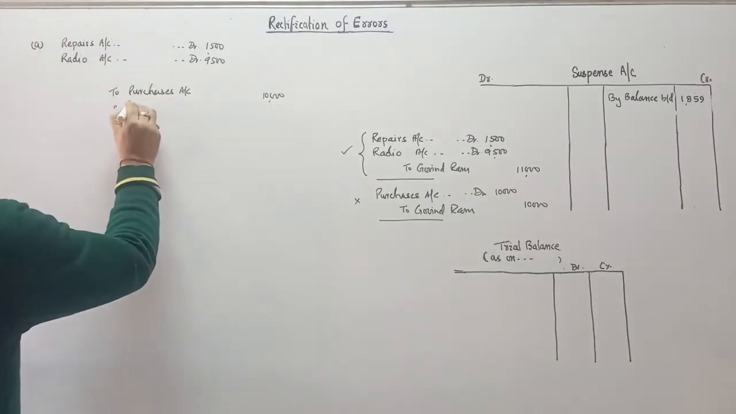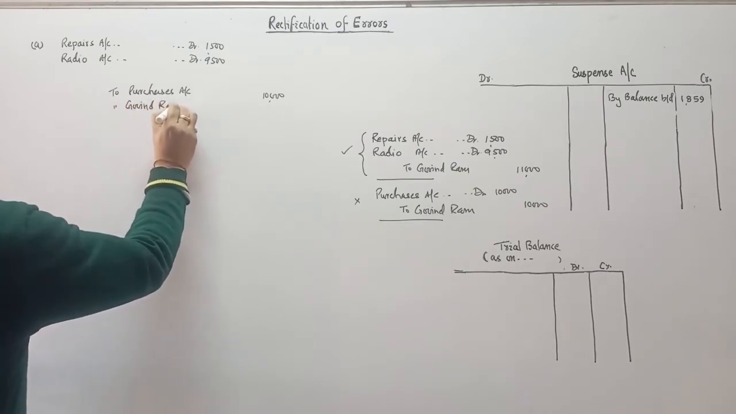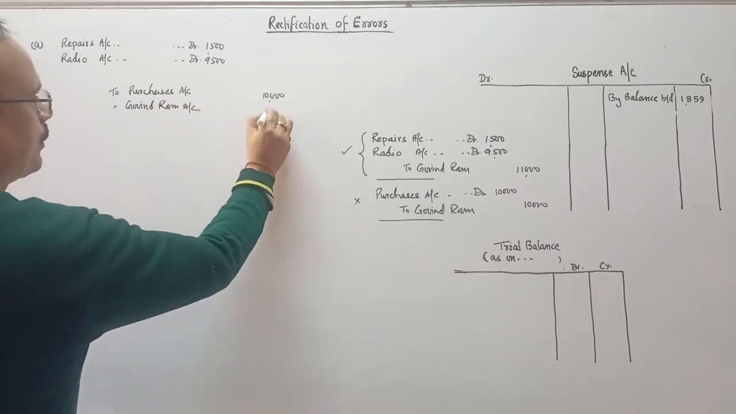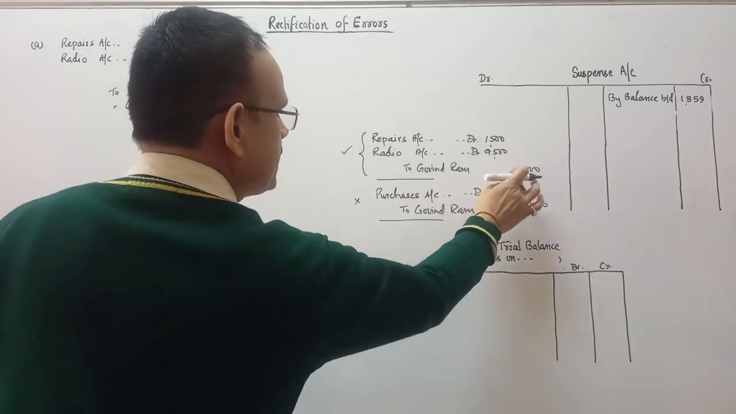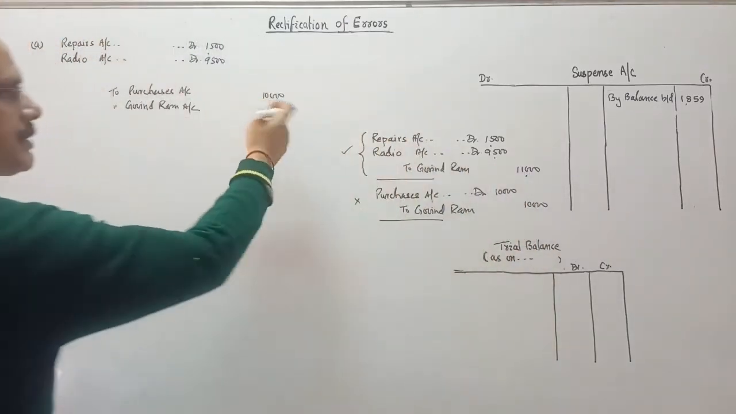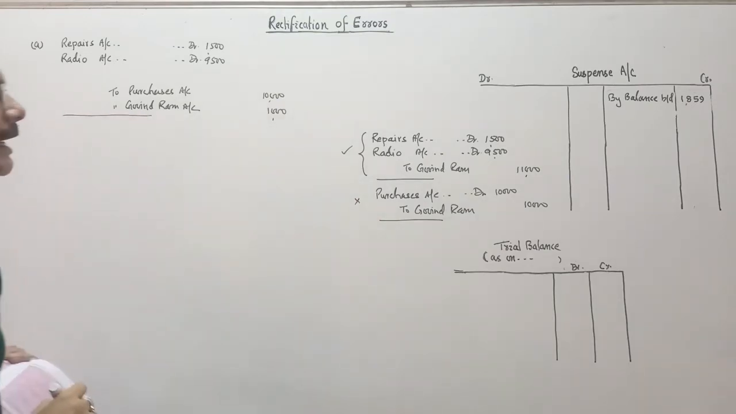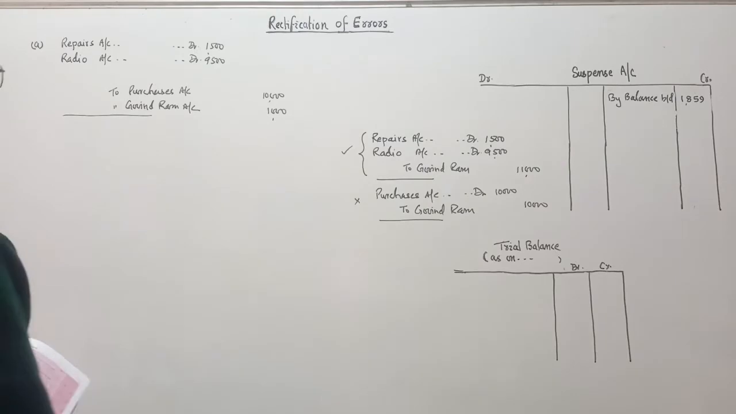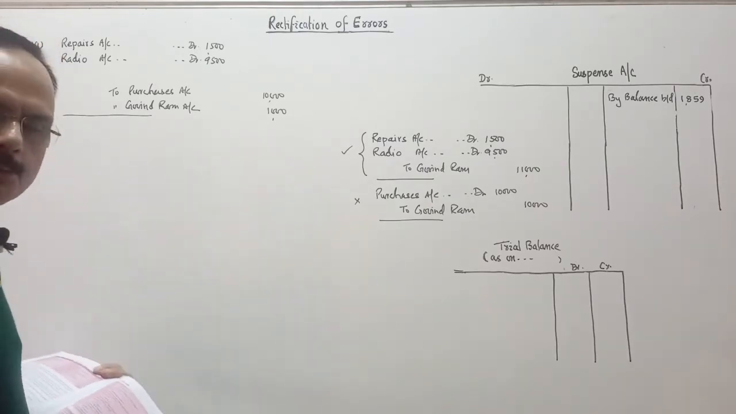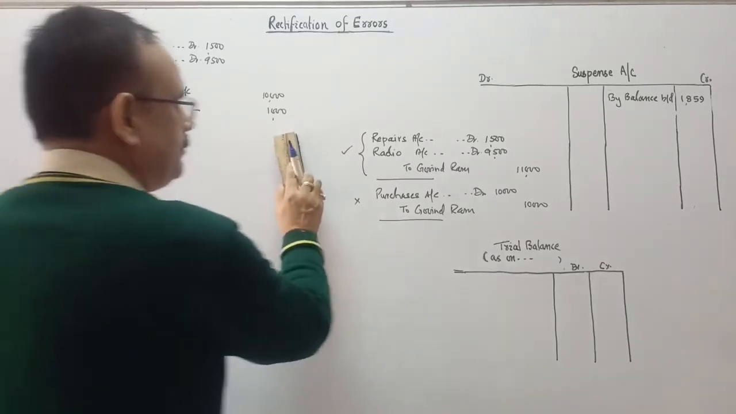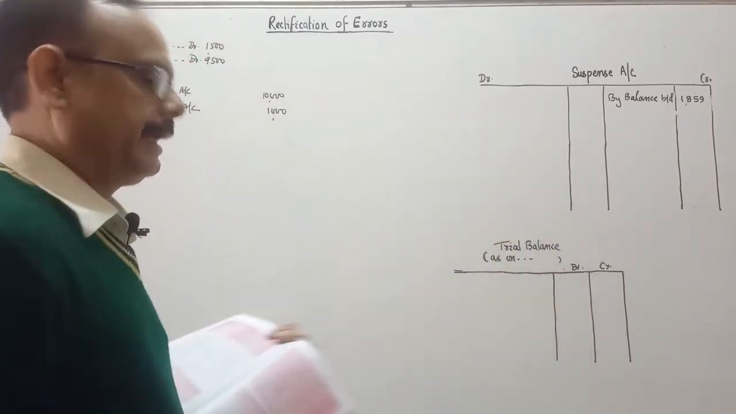If you credit 1,000 more in the account of Govind Ram, then it will be okay. So Govind Ram account will be credited by us by 1,000. Already we have credited 10,000 and it should be 11,000, so another 1,000 we credit in the account of Govind Ram. So this is the rectified entry: repairs account debit, radio account debit to purchase, to Govind Ram. Is it clear?